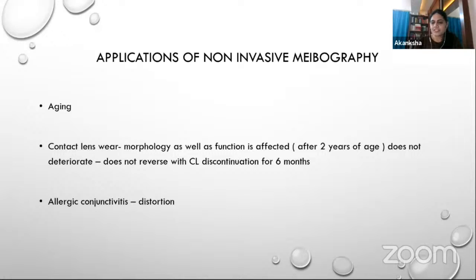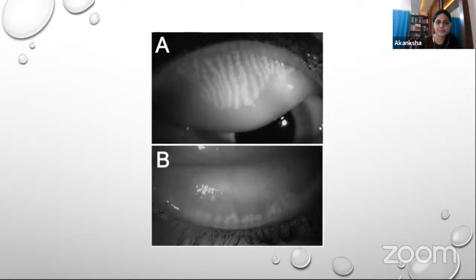Meibography is important because of the factors that we were discussing: with aging and with contact lens use, the morphology and the function of the glands can get affected. With contact lens use, it has been seen that this does not even reverse if the contact lens is discontinued for 6 months. Even in patients with allergic conjunctivitis, distortion of these glands has been noted. So to have a clear-cut diagnosis of what severity of Meibomian gland dysfunction these different factors have caused, it's very important to have a Meibography with you.